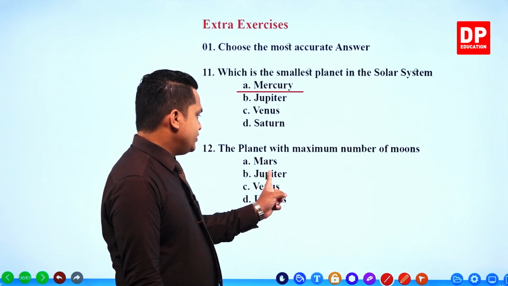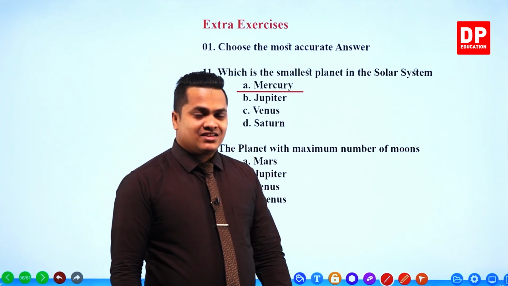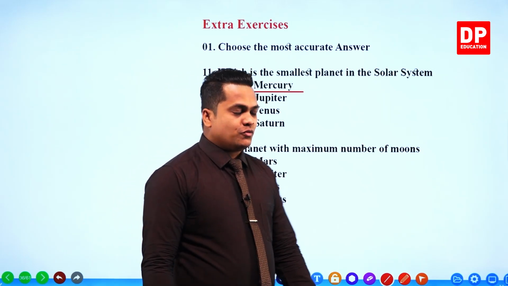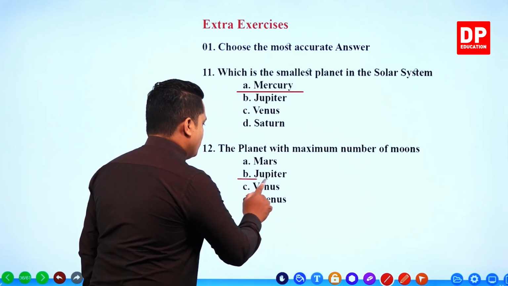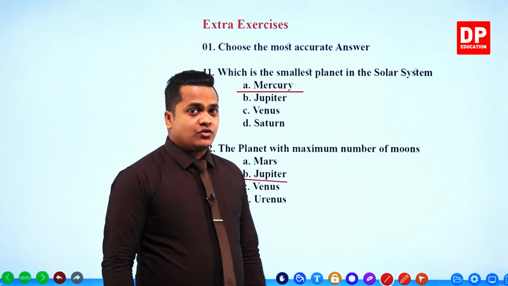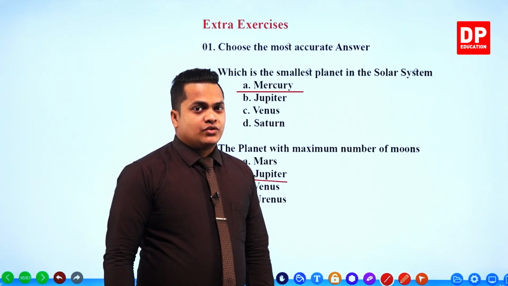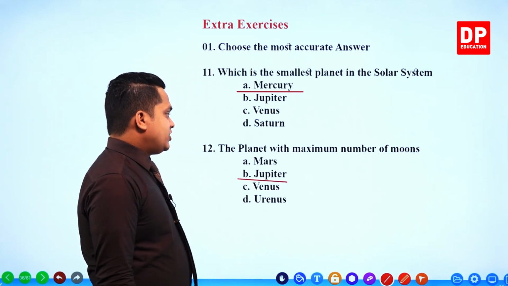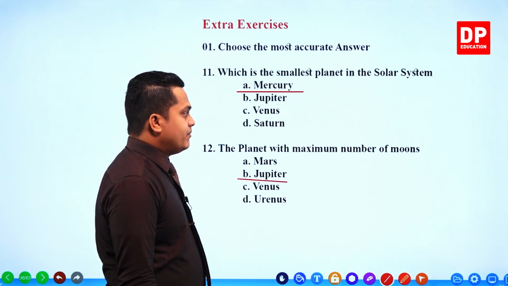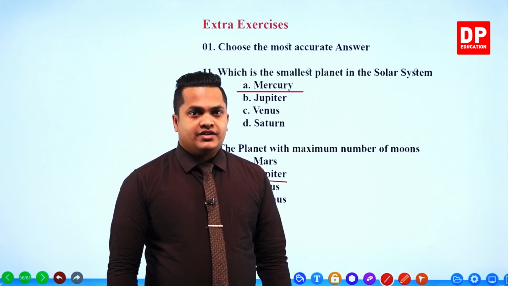So out of Mars, Jupiter, Venus and Uranus, select the largest one. The largest one is Jupiter. So Jupiter has the largest or maximum number of moons around it. So the answer for the 12th question would be planet Jupiter, right? It has the maximum number of moons, my dear children.